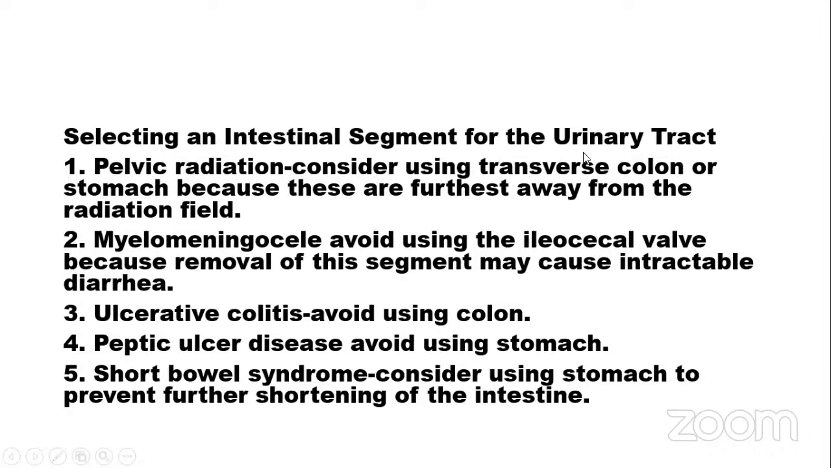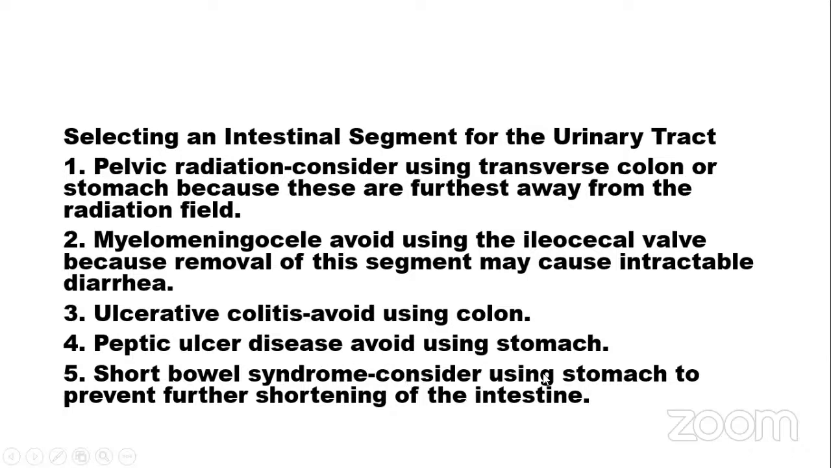Selecting intestinal segment for the urinary tract. Pelvic radiation: consider using transverse colon or stomach because they are further away from the radiation field. Myelomeningocele: avoid using the ileocecal valve because removal of this segment might cause intractable diarrhea. Ulcerative colitis: avoid using colon, and peptic ulcer disease: avoid using the stomach.